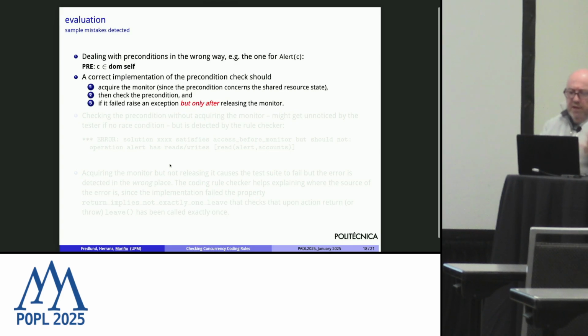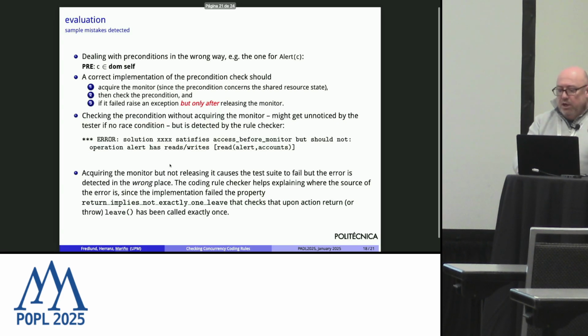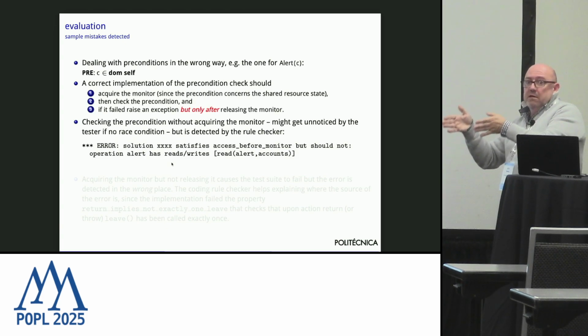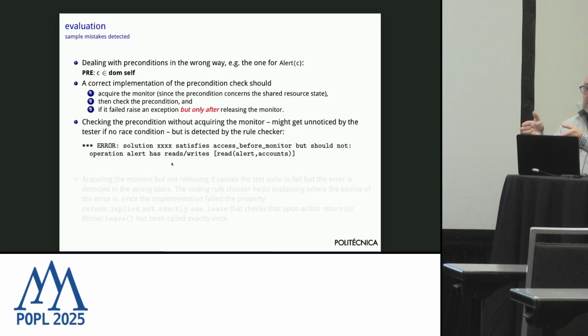So typically, there are two kinds of errors associated with this. One is that you access the state of the bank without getting exclusive access. In that case, this might go unnoticed by the unit tests, because the only way you detect this is if there is a race condition, but some of the time you don't get a race condition. So that would be a wrong access that is not detected by the test suite, but the rule checker detects that.